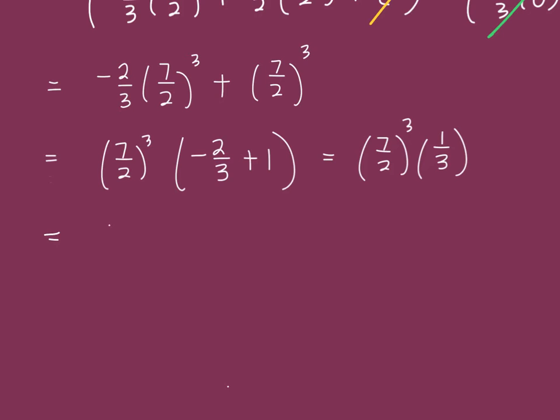Okay, 7 cubed is 343. 2 cubed is 8, times 1/3. So it's 343 over 24, which is not reducible. Okay, any questions on that?